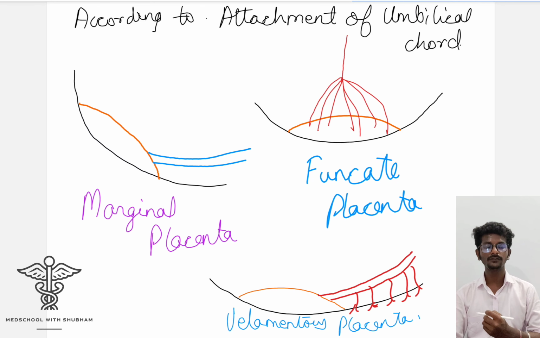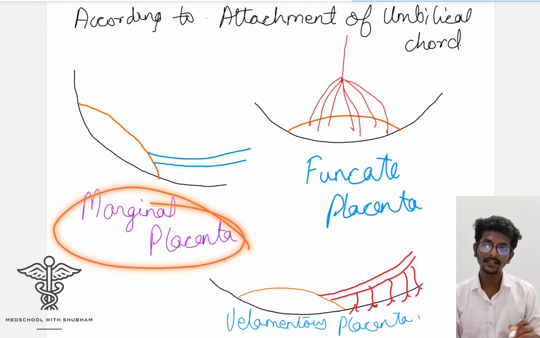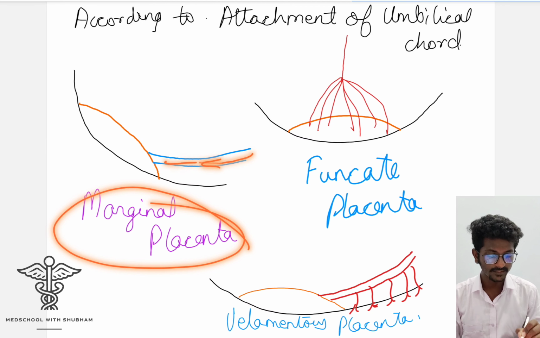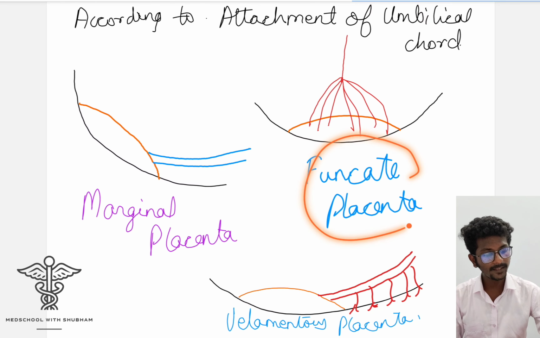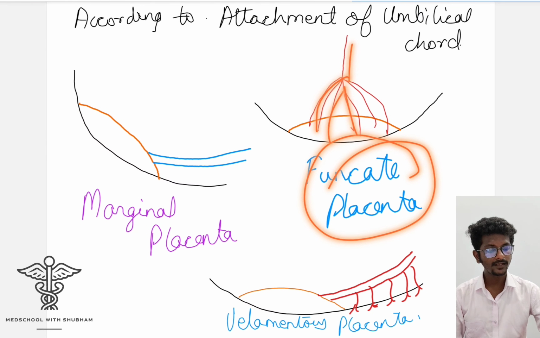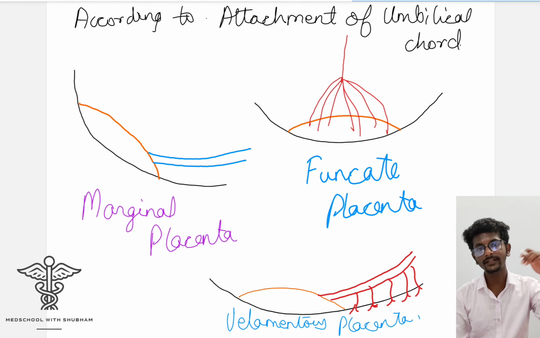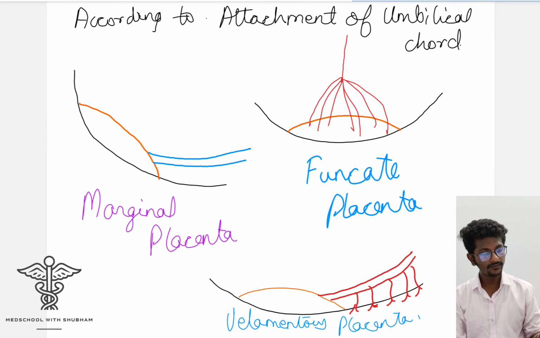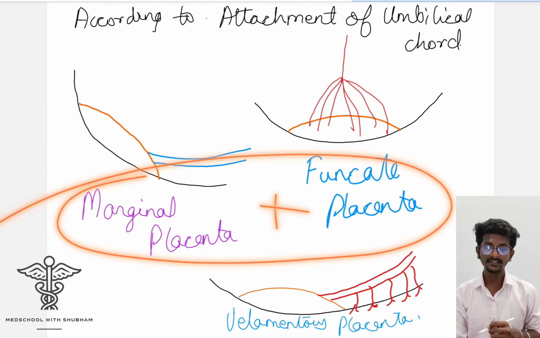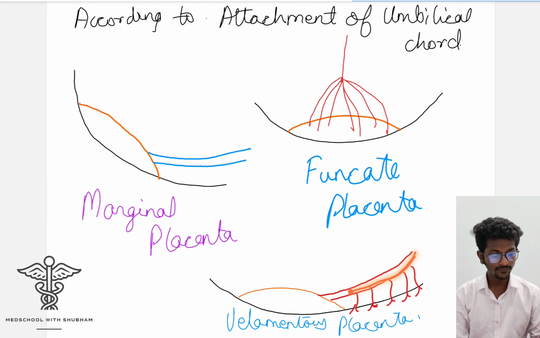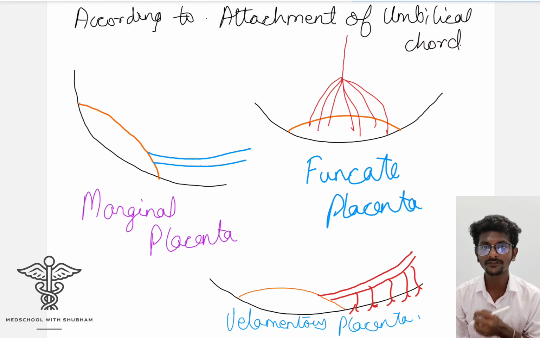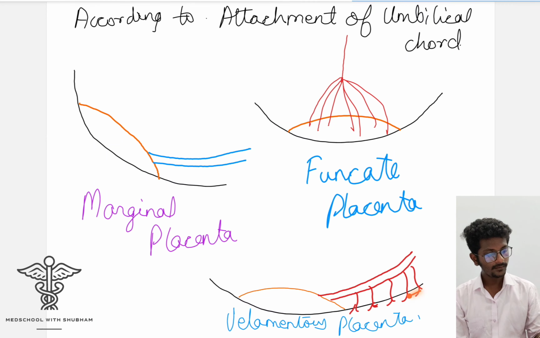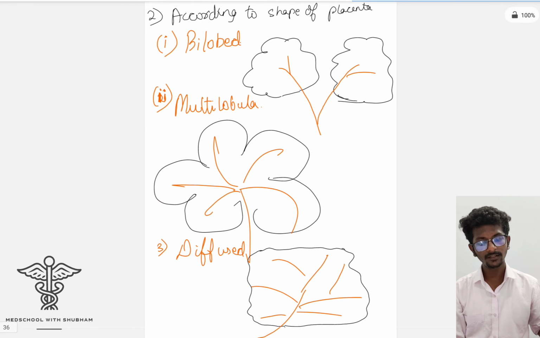Then according to the attachment of the umbilical cord, we have the marginal placenta where the umbilical cord enters from the margin or from the side. Then we have the funicate placenta where the blood vessels actually get divided before entering into the placenta. And the third is velamentous placenta, which is the fusion of both of these. That is, the blood vessel will enter from the side, but before entering it will get divided, and these branches of the blood vessel will enter into the uterine wall or the decidua basalis. So this was all about the types of the placenta.